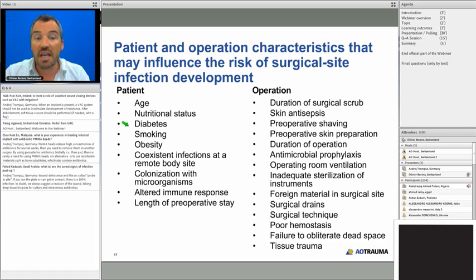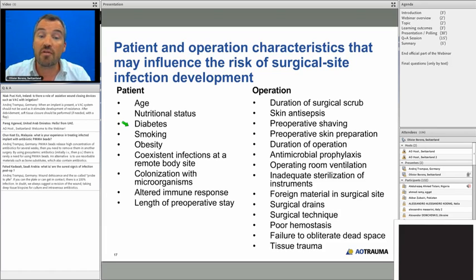Ventilation is important, and we have to be sure that in our hospital, the way of sterilization of the instruments is followed very strictly, and it's regularly controlled by the surgeons as well. We have to look at surgical drains, at our surgical technique. Surgical technique is important. We know that the more tissue trauma we are actually producing, the more dead tissue we leave, the higher the infection risk is.